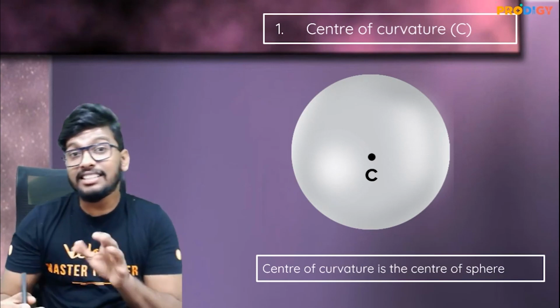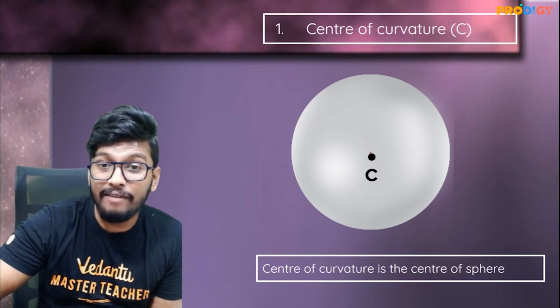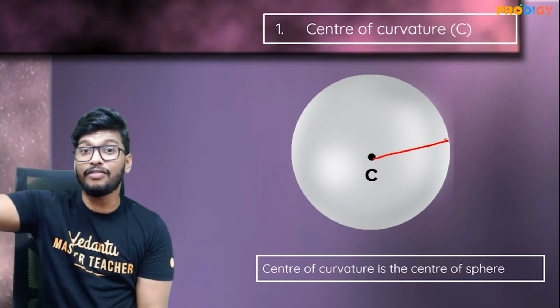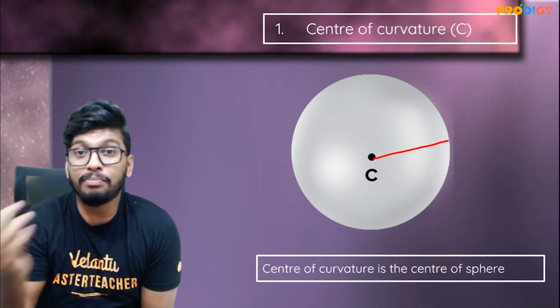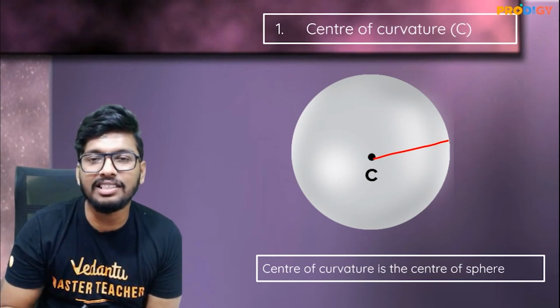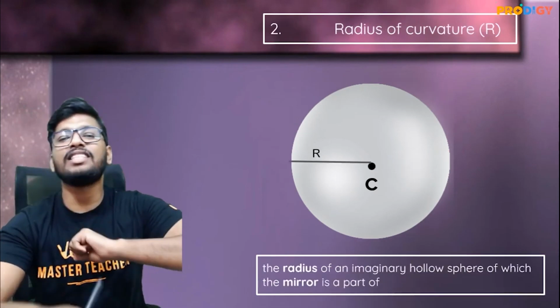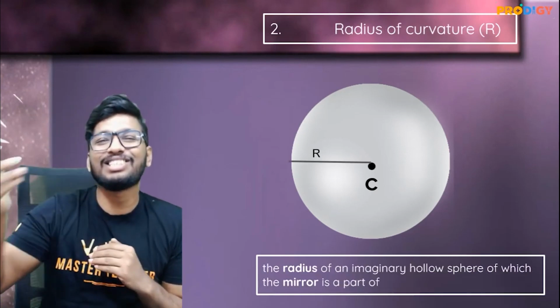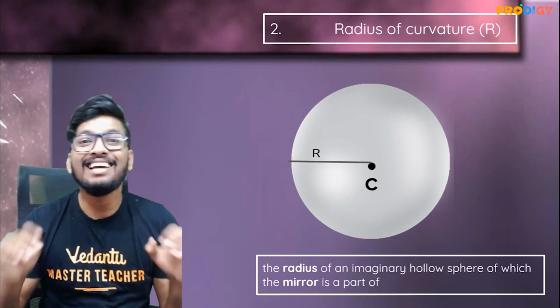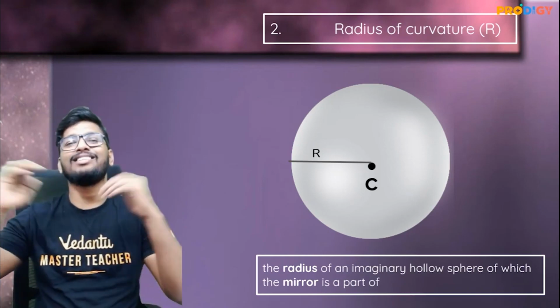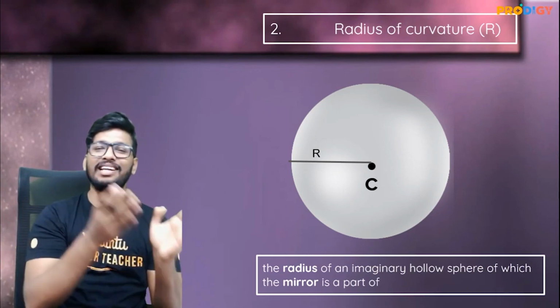Now, since it has a center, it will also have a radius, because the distance from the center to any point on the circumference of the sphere is equidistant, it's going to be the same distance. So it will also have a radius. That radius of the sphere is called the radius of curvature. How easy is that? The center of the sphere is called the center of curvature. The radius of the sphere is called the radius of curvature. That's all, people. Center, radius.